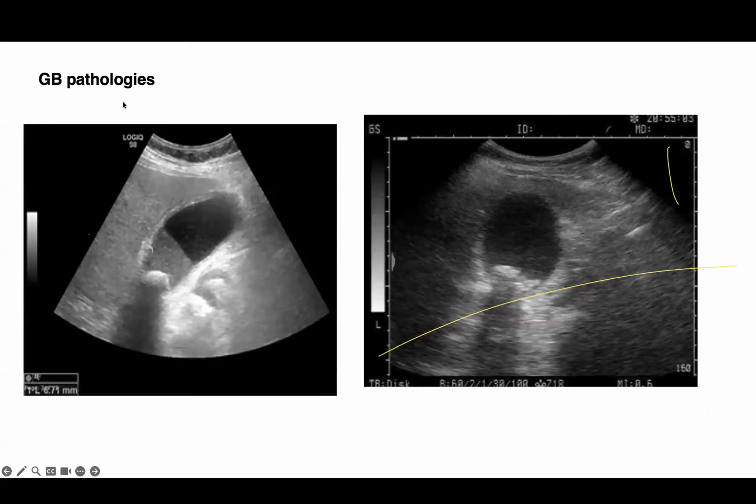So with relation to gallbladder pathologies, here you can see gallstone with sludge with mild gallbladder wall thickening. The wall thickening should be more than 3 mm with mild pericholecystic fluid for a diagnosis of acute calculus cholecystitis. So that is one thing you need to keep in mind.